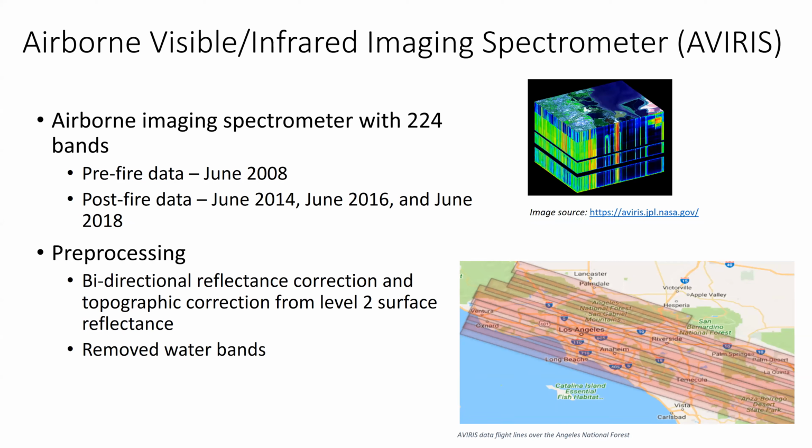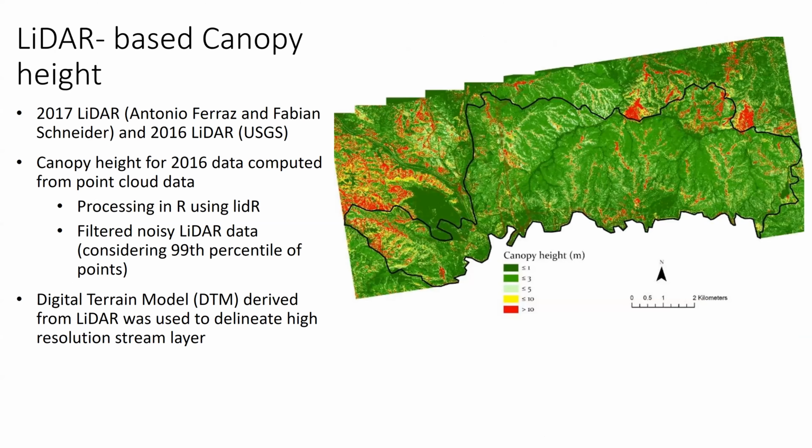So pre-fire, we had a data set from June of 2008. And for post-fire analysis, we had data from 2014, 16, 18, and even 20, but we haven't analyzed 19 yet. So this hyperspectral data was pre-processed to remove effects from the topography and atmospheric effects and so on. We also removed some of the water bands to be able to identify the vegetation features.